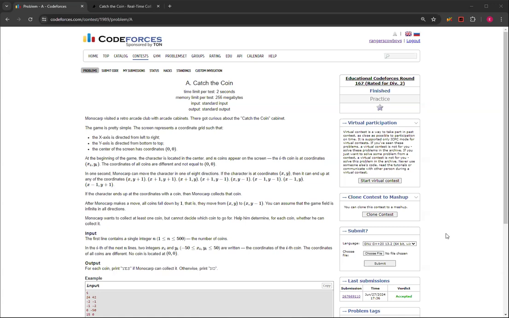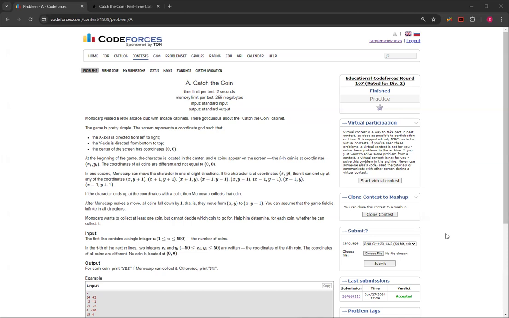The game is pretty simple. The screen represents a coordinate grid such that the x-axis is directed from left to right, and the y-axis is directed from bottom to top. The center of the screen has coordinates 0, 0. At the beginning of the game, the character is located in the center, and n coins appear on the screen. The ith coin is at coordinates xi and yi. The coordinates of all coins are different and not equal to 0, 0.